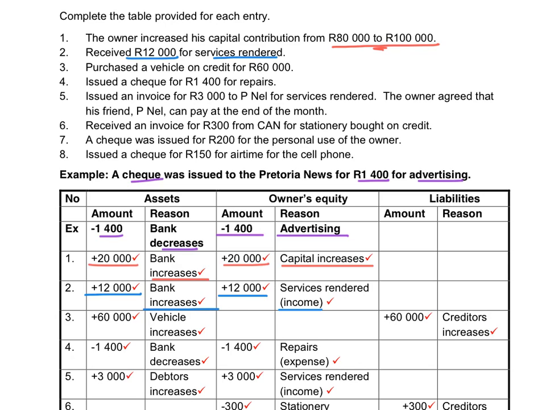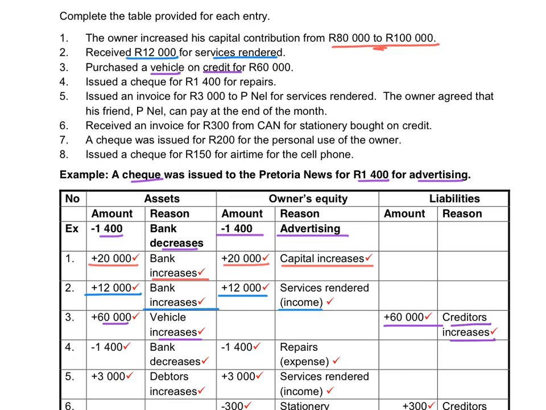Purchase a vehicle on credit for 60,000. We receive a vehicle, we don't pay for it immediately, so we buy it on credit, so we owe money to our creditors. Vehicle is an asset, so assets increase with 60,000. Because we didn't pay for it, it is a liability because it's a responsibility for the business to pay this money in the future. So liabilities will increase because we owe more money to the creditors, and it will increase with 60,000 rand.